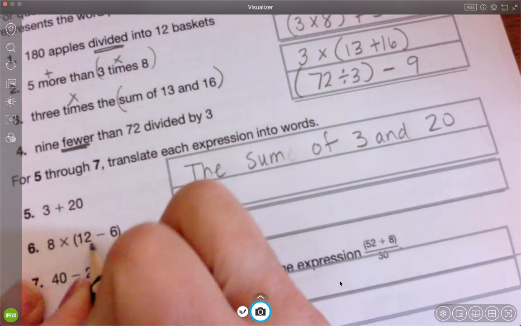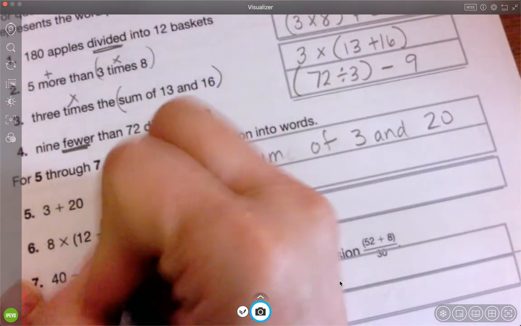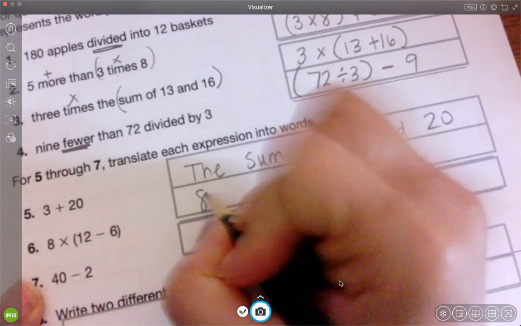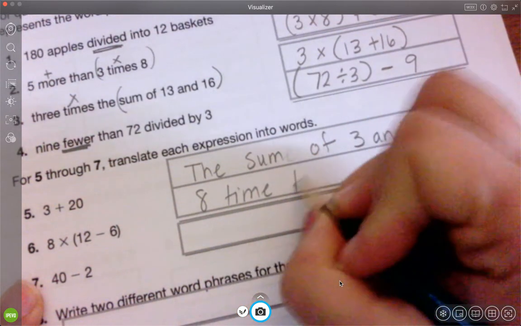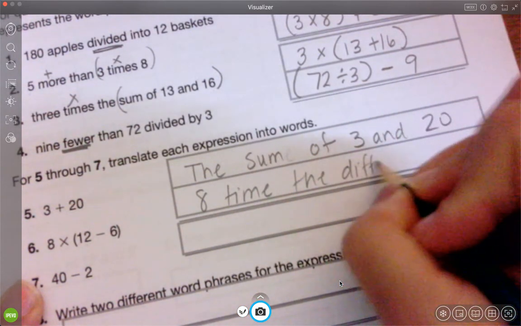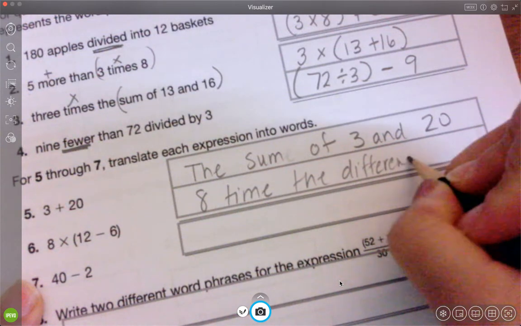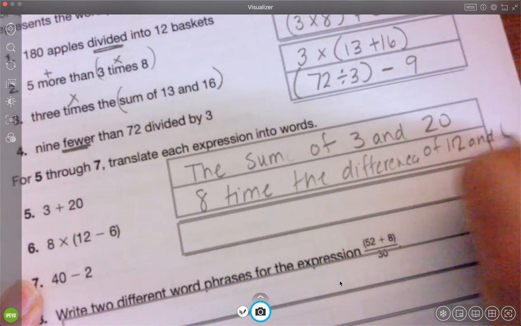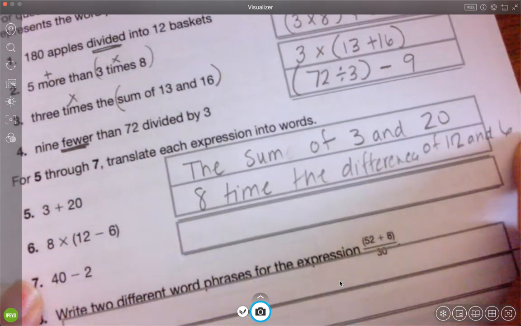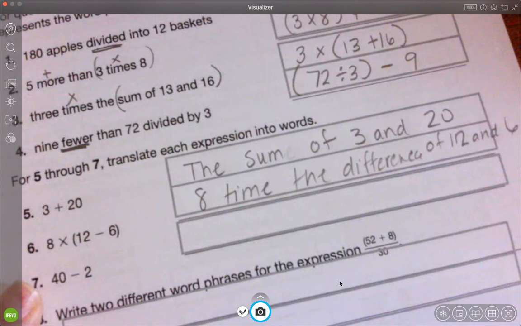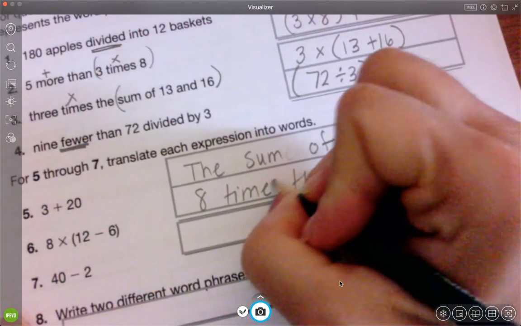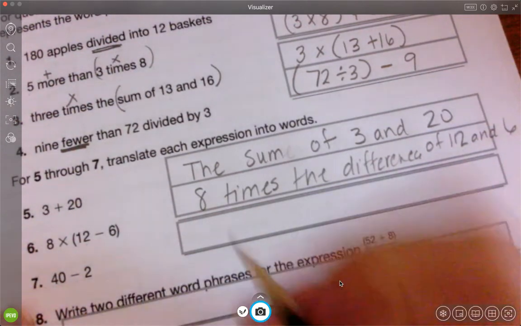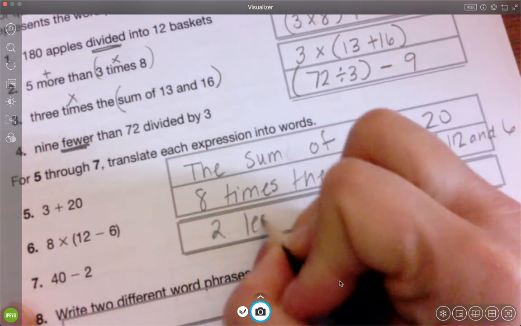8 times, so the difference, subtraction means difference, right? So I could say 8 times the difference of 12 and 6, right? So we're finding the difference in 12 and 6, so we're doing 8 times that. And then we have 40 take away 2, so you could say 2 less than 40.